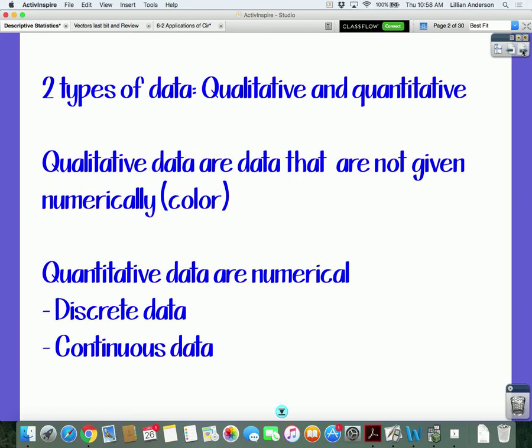Quantitative is when there's actually a number given. It is numerical, like shoe size or the number of fish in the pond down at Lake Wills. Those are your two different types of data, qualitative and quantitative. Now with quantitative data, there are two types: you can have discrete data or you can have continuous data.